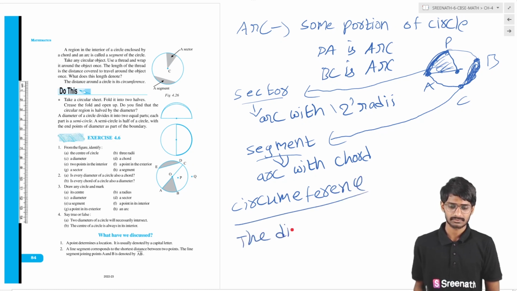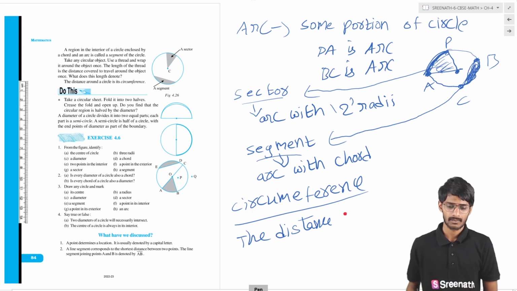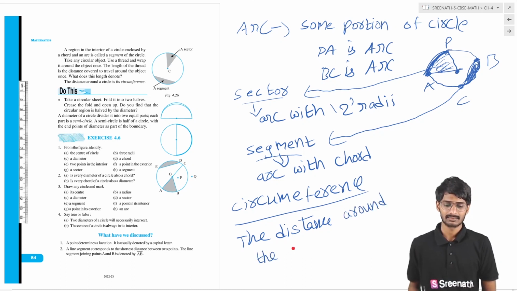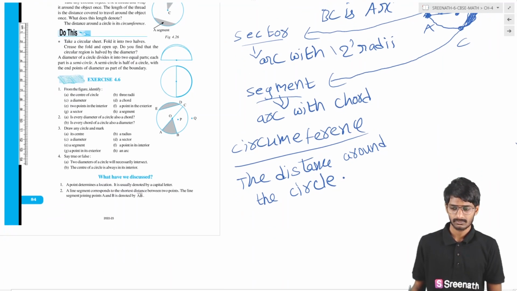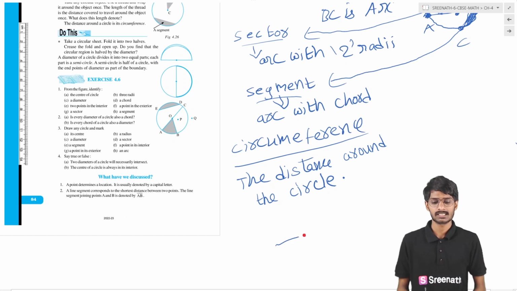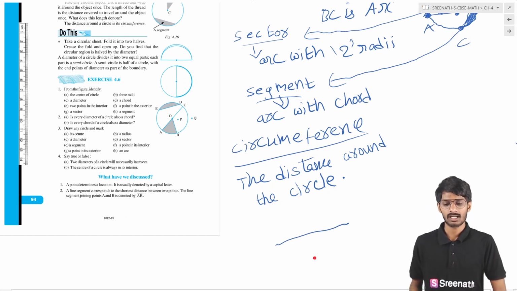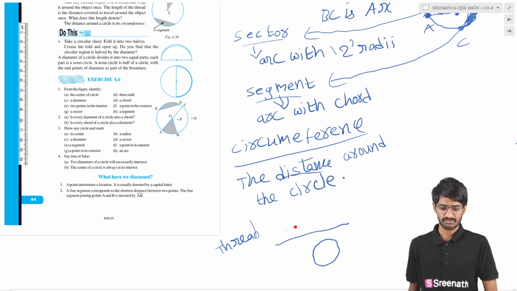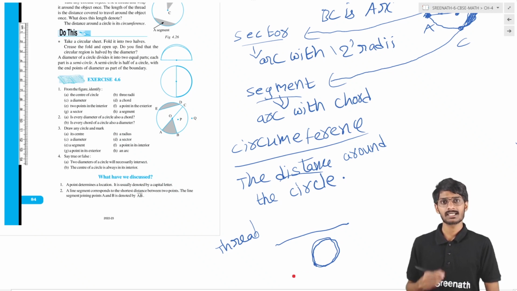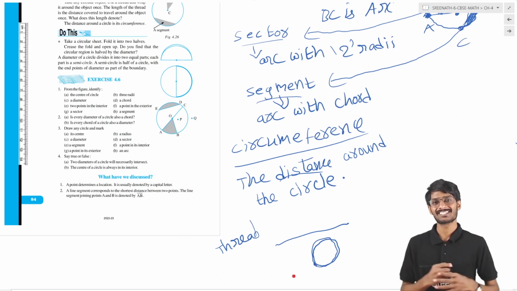The distance around the circle, the total distance of the circle, we call as the circumference, friends. Suppose with a thread, what have we drawn? With a thread you are making a circle like this. This is the thread. Using a thread you have made a circle. Then the length of the thread is called the circumference. Why? Because if you calculate all the distance, we call that distance the circumference, students. Okay, so that is about the circle, students.